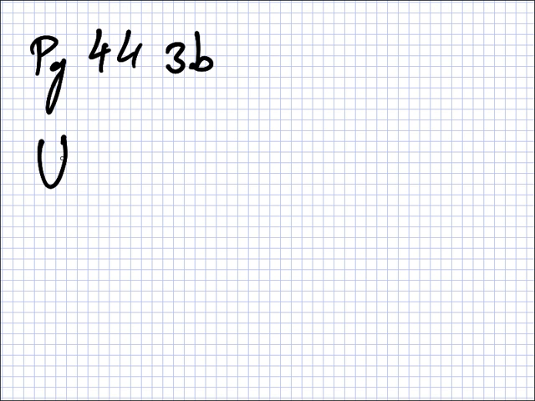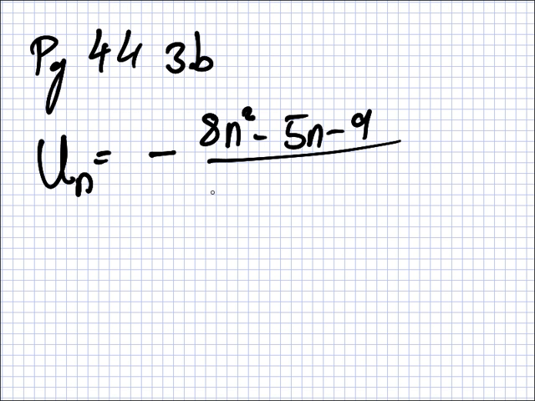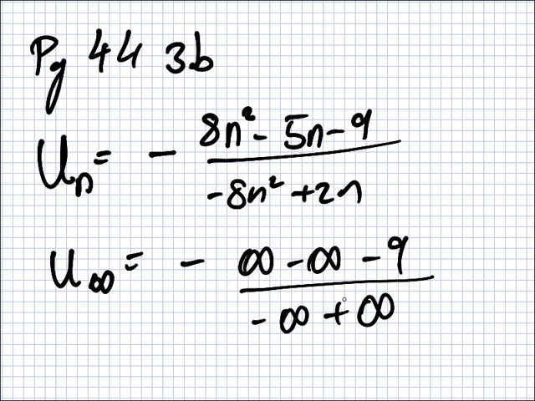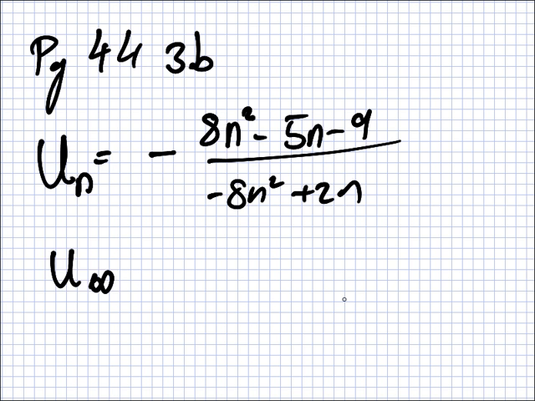Yeah. So u_n equals minus 8n squared minus 5n minus 9 over minus 8n squared plus 2n. No, I'm mixing myself up, sorry. Oh. No, that's it, isn't it? Yeah. Now, the limit means what happens when this goes to infinity. If you try to put infinity in, you get a bit of a problem, because you'll get minus infinity minus 9 over minus infinity plus infinity. It's not exactly clear what this should be, if it even should be anything.